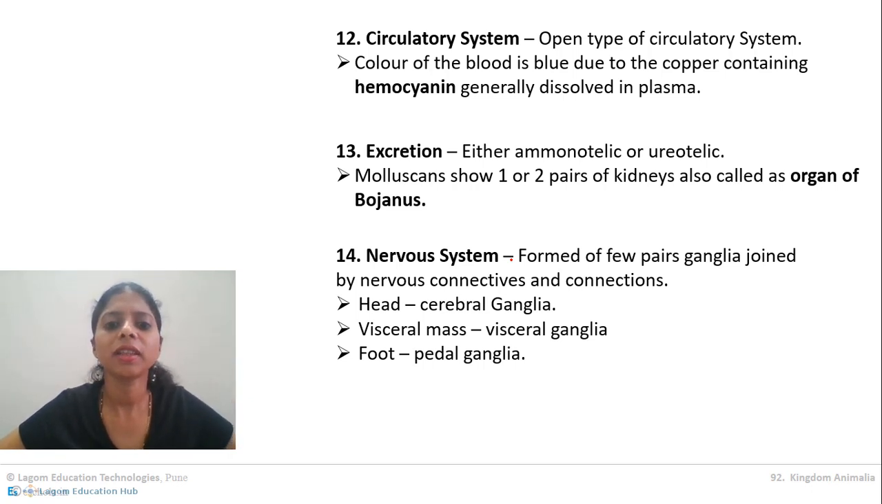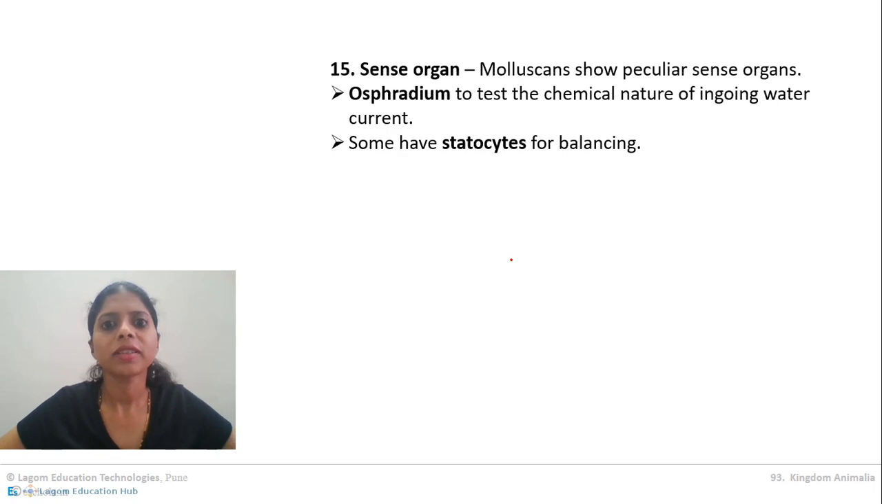Then the next one is the nervous system. They have a well developed nervous system with ganglia: head ganglia called cerebral ganglia, visceral called visceral ganglia, and foot called pedal ganglia. About sense organs, there are 2 sense organs. Remember, one is the osphradium, which is single, and another is the statocyst. Statocyst is for balancing, and osphradium is for testing the chemical nature of water.